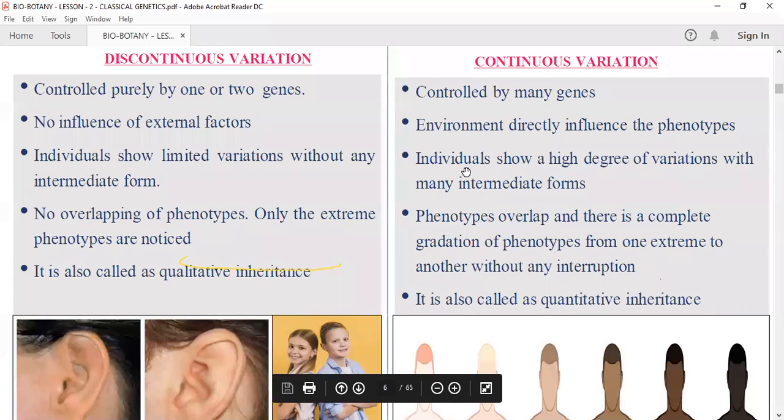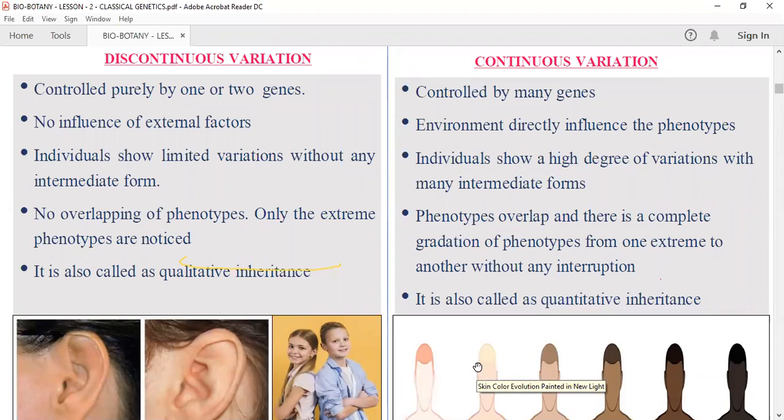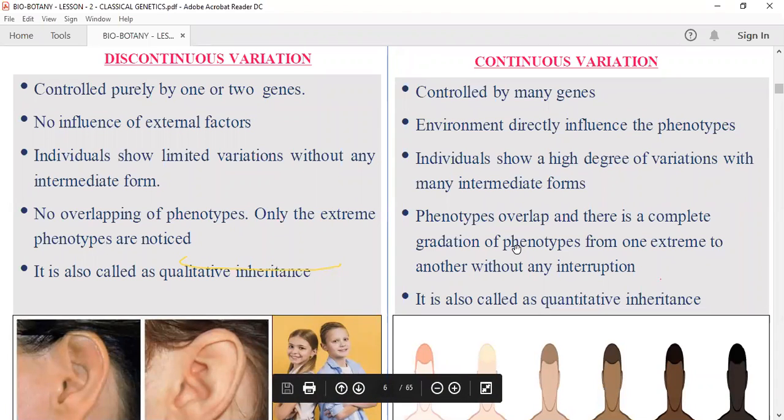But here you can see the environment directly influences the phenotypes. Even white skinned people, if they are exposed to sunlight, their external skin color will automatically change. So the environment can change the phenotype. This is the meaning of that point.